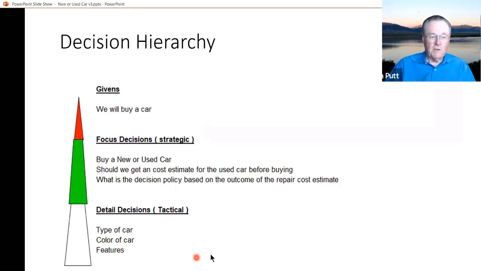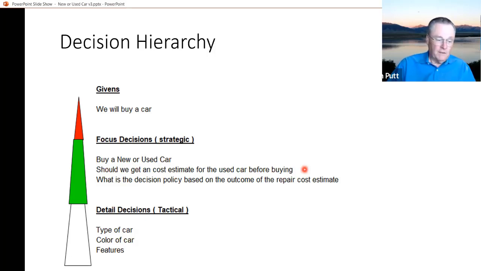Now we're going to bring those decisions over to the decision hierarchy. In this particular case, it's a given that we're going to buy a car. We're not going to consider not buying a car. The question is whether it's a new car or a used car. And then there's a question, and this is where the value of information comes in: should we get a cost estimate for the used car before buying it?